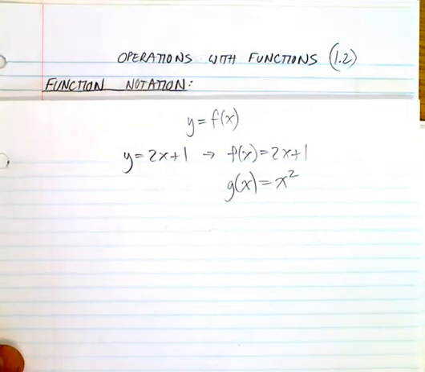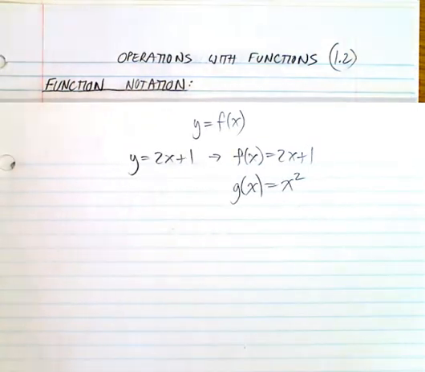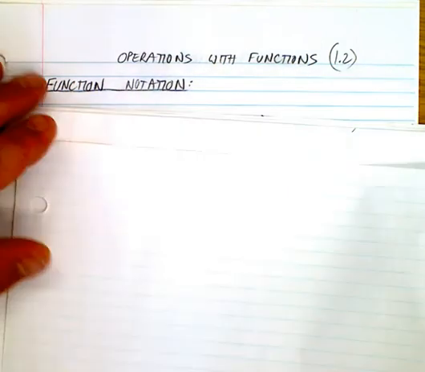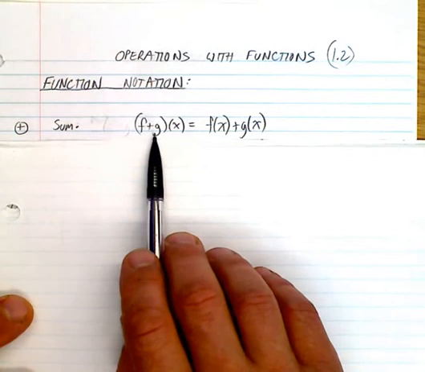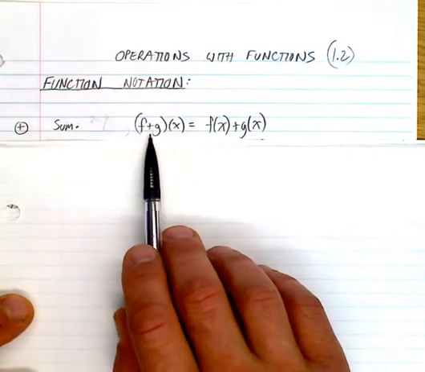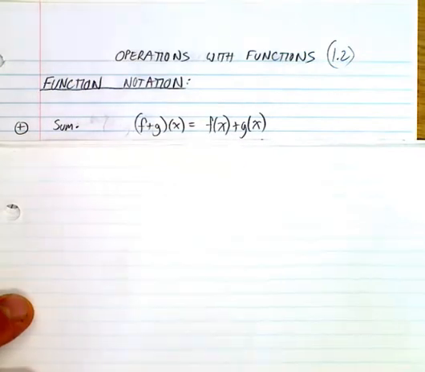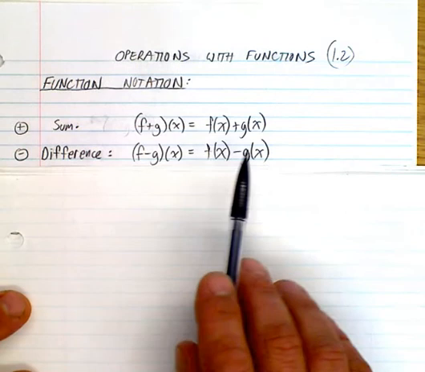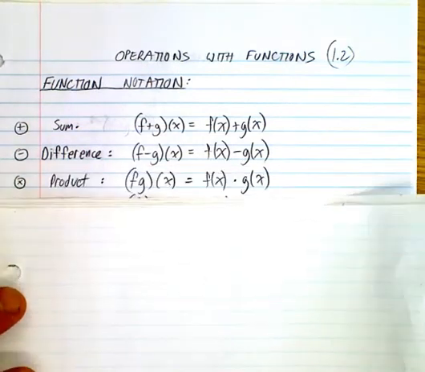So we are now going to be looking at operations, which means we're going to be adding, subtracting, multiplying, and dividing functions. And we start off by what we call a sum. Now, if you have f plus g of x, we're adding the f function and we're adding the g function. It can be written as this, f of x plus g of x. Similarly, if we have a difference function, f minus g of x, that's simply looking at f of x minus g of x.